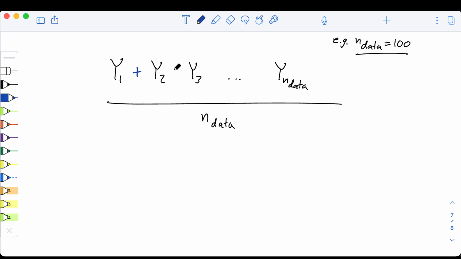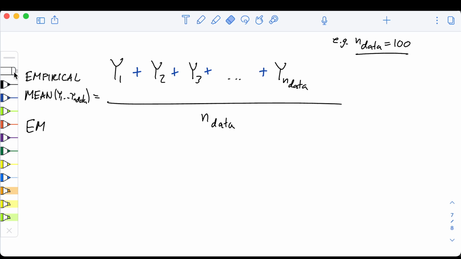Now you have an actual strategy. This strategy is called the mean, right? This is the mean of the list y1 to yn data. So you take the data set we have, compute the mean. Some people might call this the empirical mean. Let's add that word to the top. Empirical.